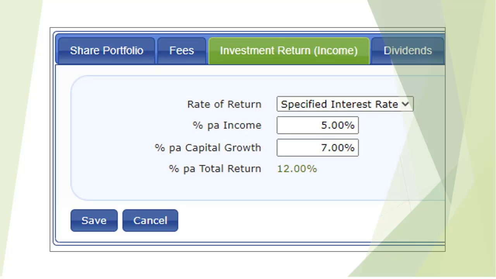Because the multi-sector fund used for this demonstration is a high growth fund, the specified rate of 5% income and 7% capital growth has been nominated.